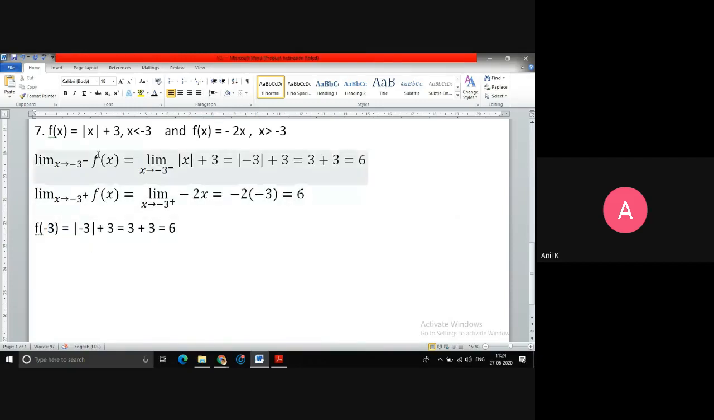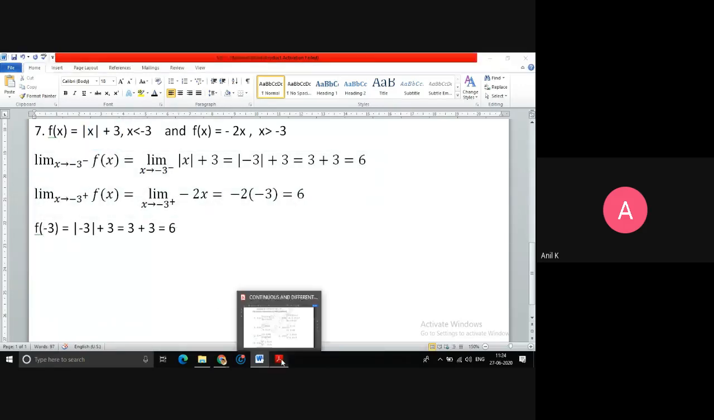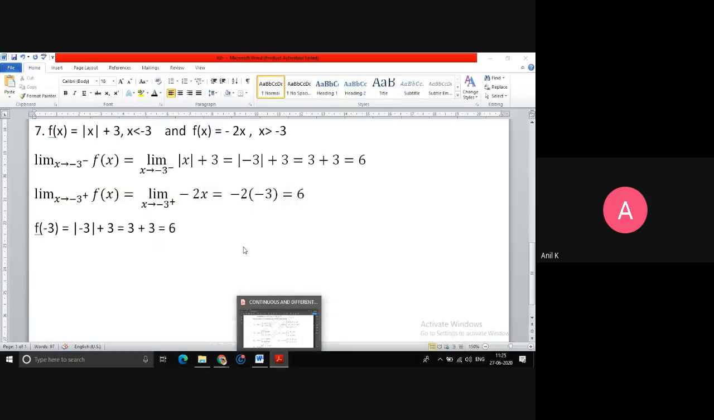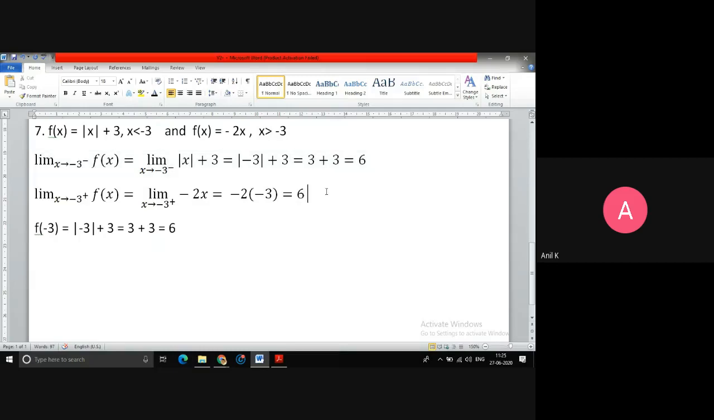Here you may ask why I considered mod x plus 3 only instead of minus 2x in the functional value. Because here you see x is less than or equal to minus 3. So equal to there means when x equals minus 3, then also my function is going to be mod x plus 3 only. So the equality sign is there. That's why I have chosen the function f of minus 3 as this function, mod x plus 3. Now all the three are equal. This is plus 6, this is plus 6, and the functional value is also plus 6. All the three things are equal. F is continuous at x equals minus 3.